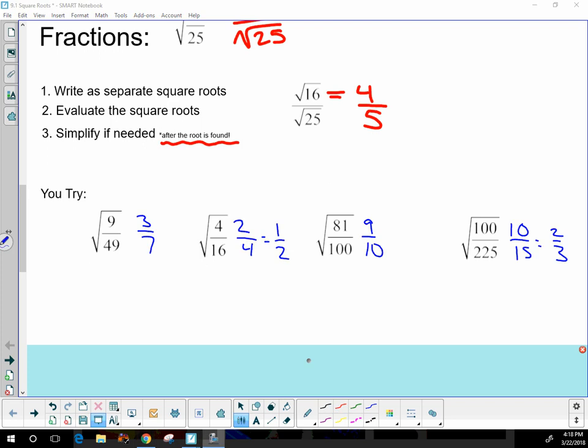All right, so here are the answers that I got. Hopefully that wasn't too hard. I didn't show how I wrote them as separate roots, you know, square root of 9 over the square root of 49. So hopefully that's a step you can start to skip in the future. I just kind of wanted to show you how it breaks apart like that. So this is pretty easy.